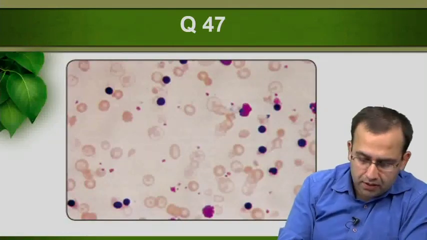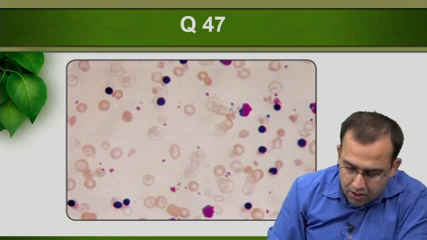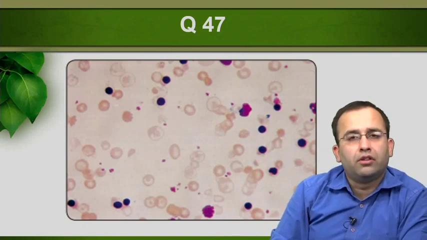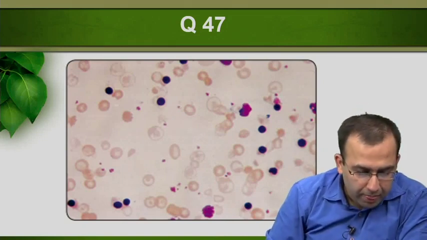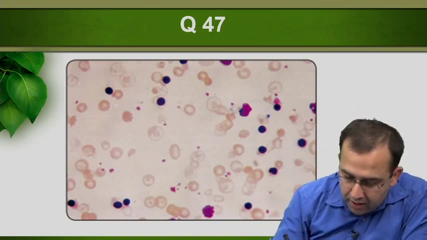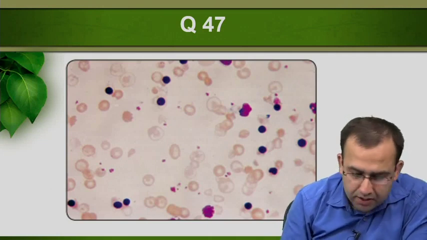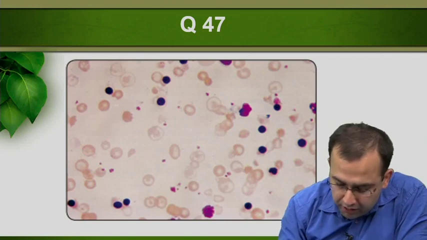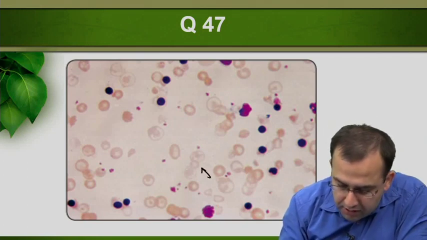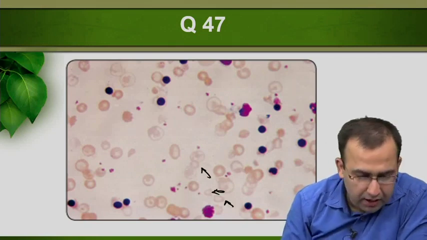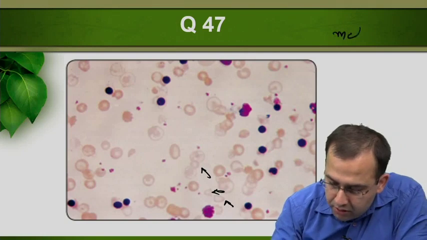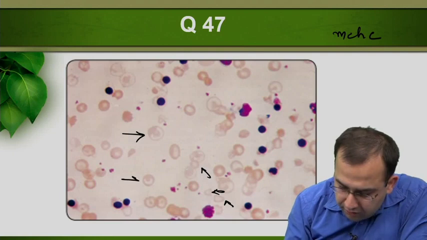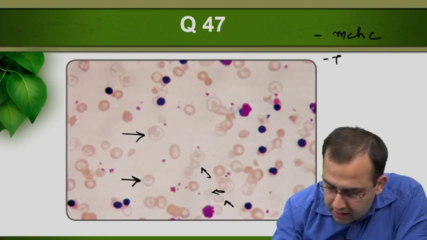Next, this is a good slide. Diagnosis. Question 47 in your paper. Diagnosis. Answer. Agreed. Now I had 3 right answers. Iron deficiency anemia is out. See, what you see in this is microcytic hypochromic RBCs. All these are very small microcytic hypochromic RBCs with presence of numerous target cells.